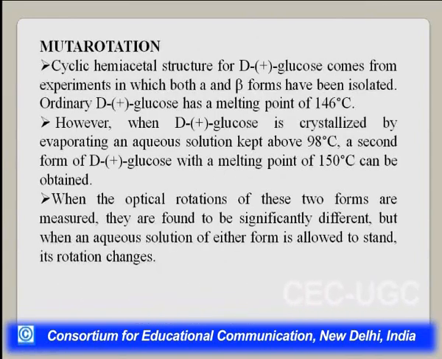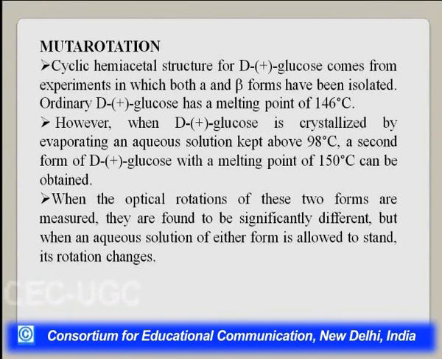So, how can we define what is mutarotation? What we need to write when we are talking about mutarotation? Simply, the cyclic hemiacetal structure for D-glucose comes from experiments in which both alpha and beta forms have been isolated. Ordinary D-glucose has a melting point of 146 degrees, that you must notice. However, when D-glucose is crystallized by evaporating an aqueous solution kept above 98 degrees Celsius, a second form of D-glucose with a different melting point can be obtained, that is your beta.